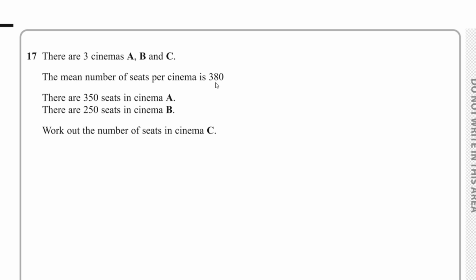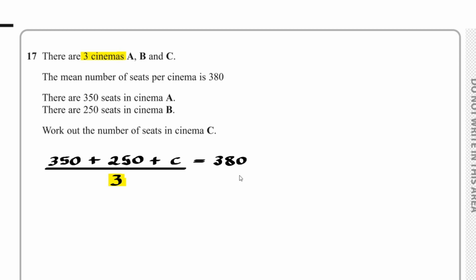To find the mean, I need to add up all the totals, divide that by 3 and set it equal to 380. So with the 3 cinemas, I've got 350 in A plus 250 in B. I don't know how many there are in C, so let's just add on C. Then I divide this by how many cinemas I have, 3, and this is equal to 380.